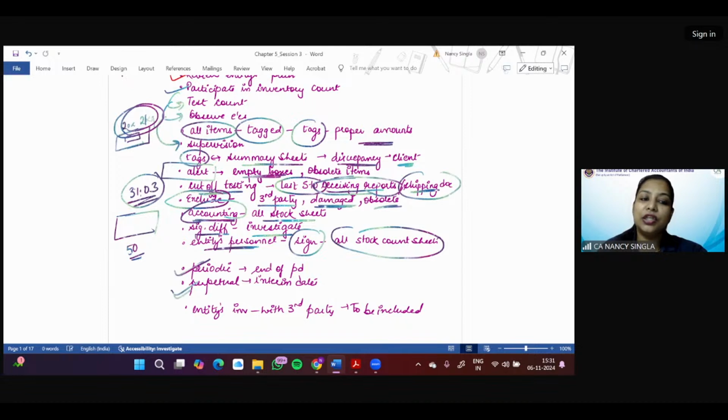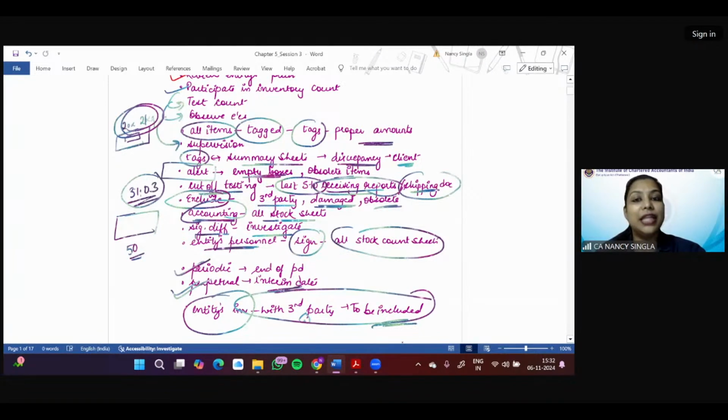If it is conducted on a perpetual, that is continuous basis, like with respect to your grocery stores, he may conduct it at any interim date. Interim is not at the end of the year, but in between the year. And any of the entity's inventory which has been kept with a third party shall be included. Tell me this point, that any inventory held by a third party should be included, and this point, that any inventory pertaining to a third party should be excluded.